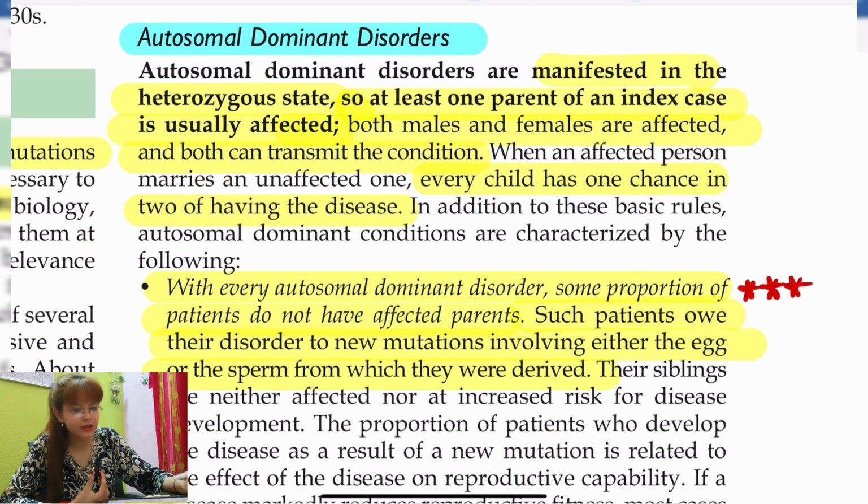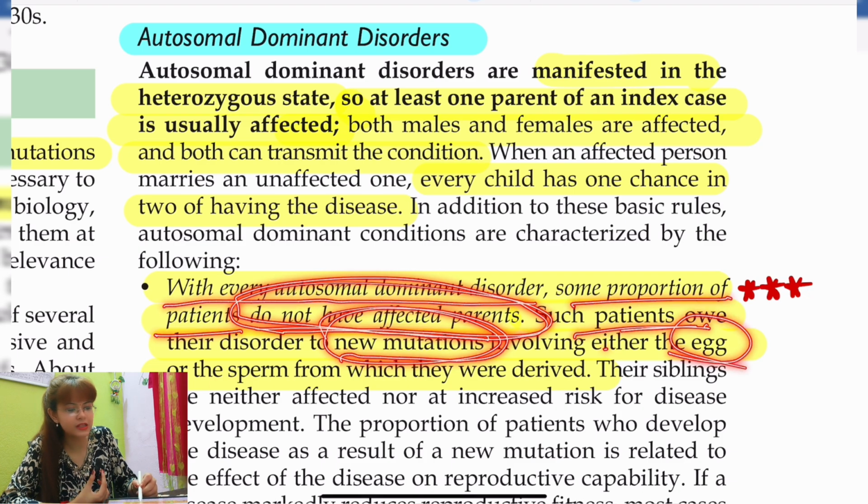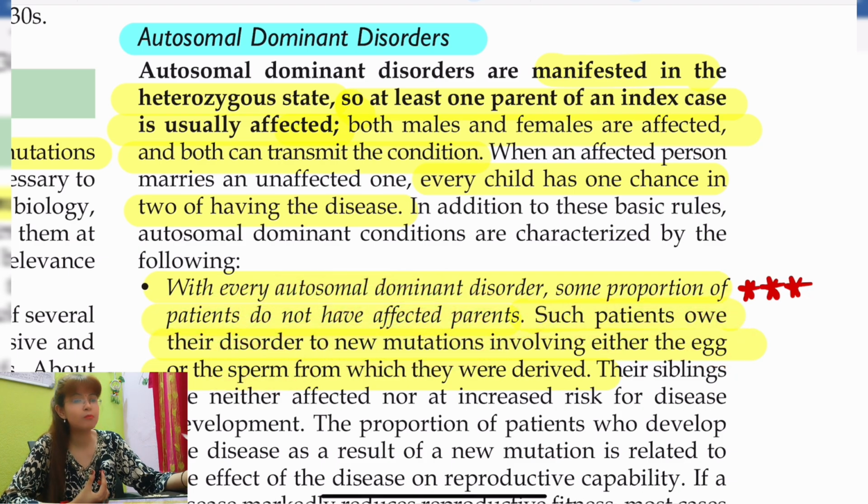Now there's a contradictory statement here that, see, it is written over here that at least one parent of an index case is usually affected. Again, it is written here that with every autosomal dominant disorder, some proportion of the patients do not have affected parents. So if the patient is not having affected parents, then such patients will have this because there are some new mutations happening either in the egg or in the sperm. So there can be situations where the parents are not affected, the children are affected. There can be some instances like this, and it is because of the new mutations arising. Essentially, in autosomal dominant disorders, at least one parent is usually affected, but this can also be the circumstance. Okay.